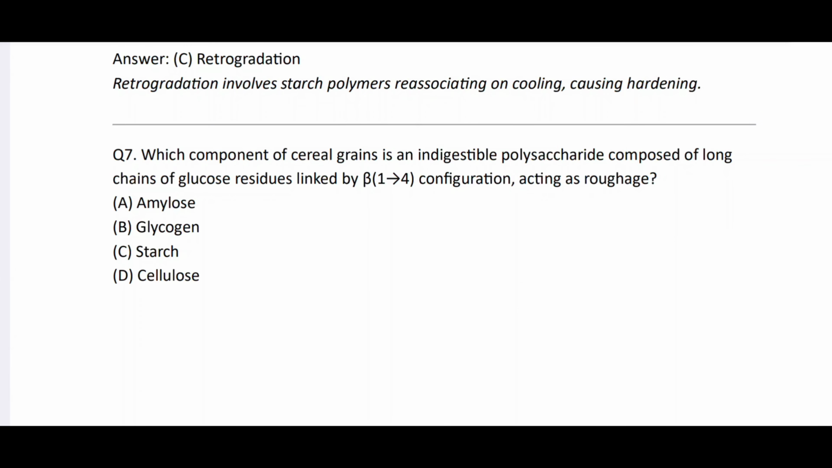So the next question is, which component of cereal grains is an indigestible polysaccharide composed of long chain of glucose residues linked by beta 1,4 configurations acting as roughage? So the right answer will be option D, which is cellulose.